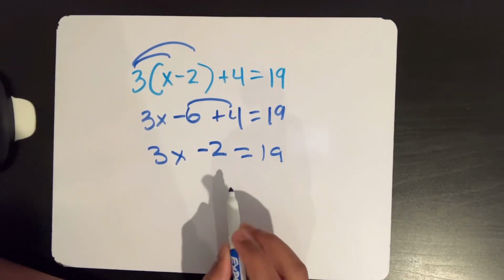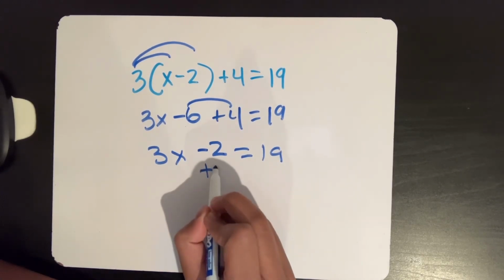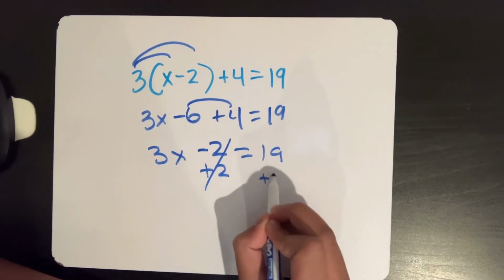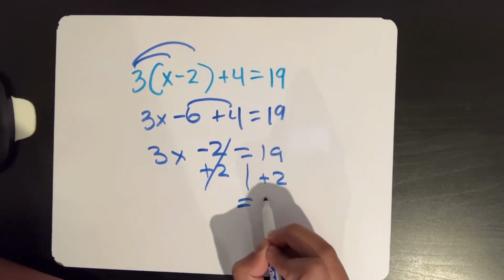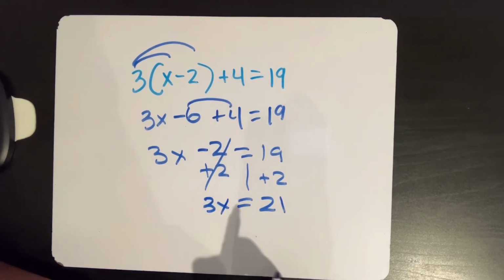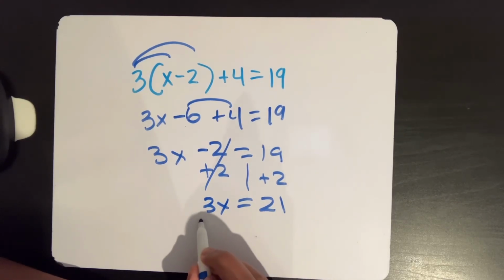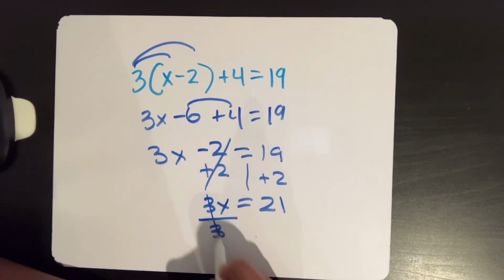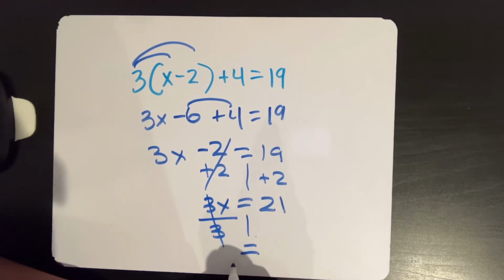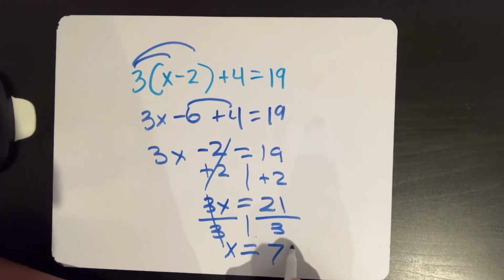Then we're going to add 2 to both sides because that's the inverse of subtraction. Cancel that out. 19 plus 2 equals 21 and bring down 3x. Then we're going to divide both sides by 3 to get the variable by itself. So divide by 3 cancels it out. Bring down the equals and the variable. 21 divided by 3 equals 7.